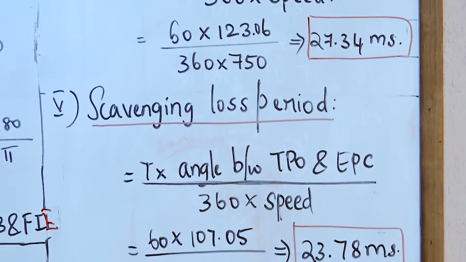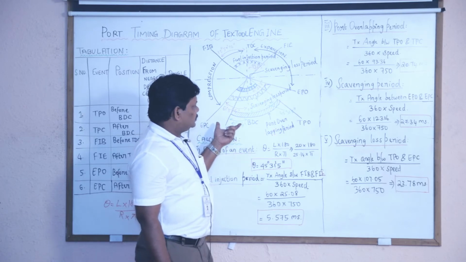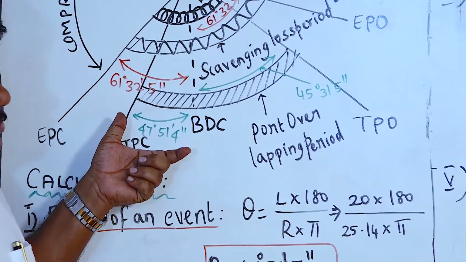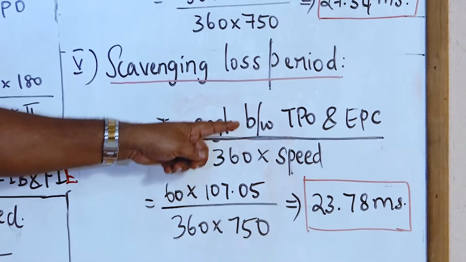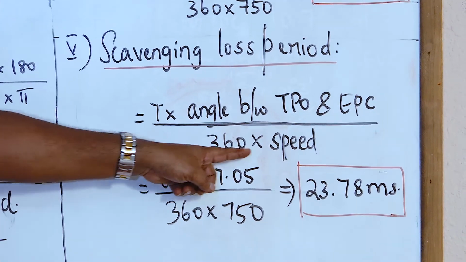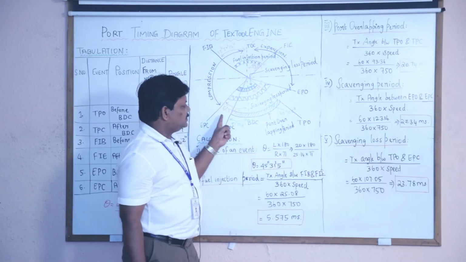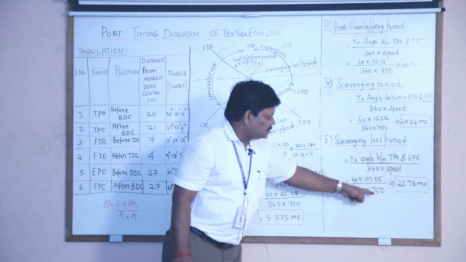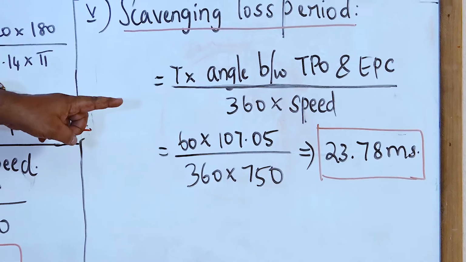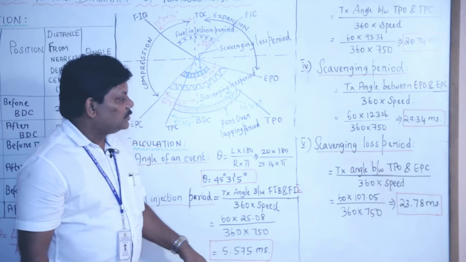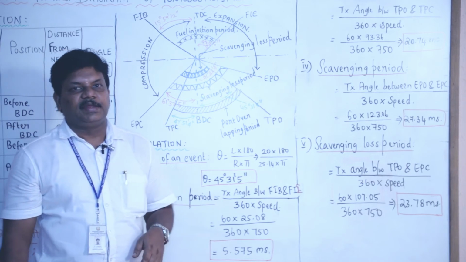The next is the scavenging loss period, that is the angle between TPO and EPC. It can be measured as T into the angle between TPO and EPC divided by 360 into speed. So 60 into the angle between TPO and EPC, which is around 107.05, divided by 360 into 750, that is equal to 23.78 milliseconds. So these are the calculations that you have to do for this port timing diagram.